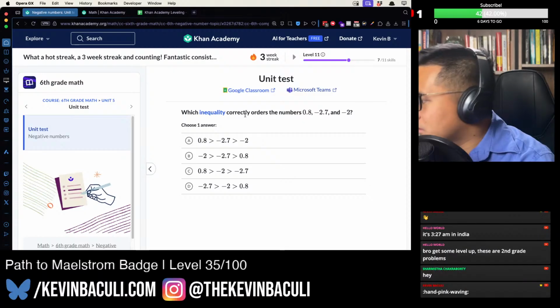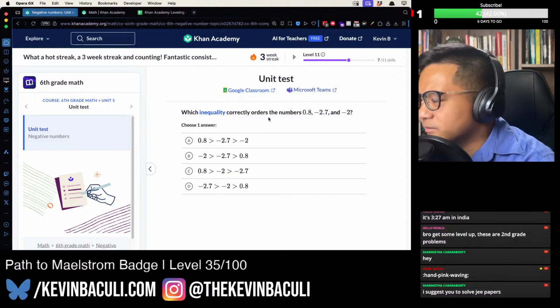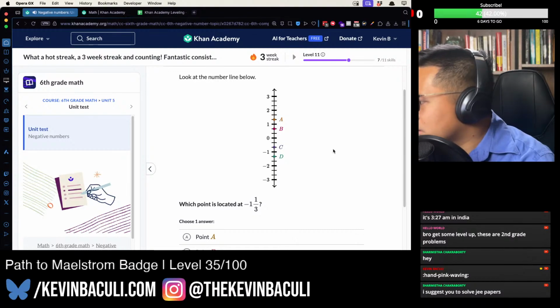Alright, let's see. I suggest you solve G papers. What is G papers? Can you tell me about that? Which inequality correctly orders the numbers? -2, oh okay, so 0.8, then -2. What is G papers? I don't know what that is. Tell me about it. Use the number line to compare the numbers. On the number line, -2/3 is to the right. This means it is greater than. Yes. It's Emio.